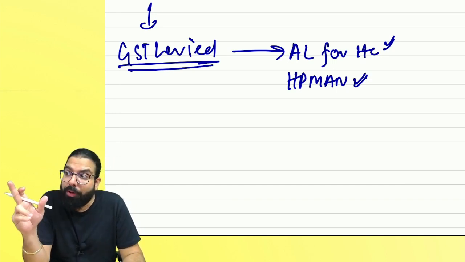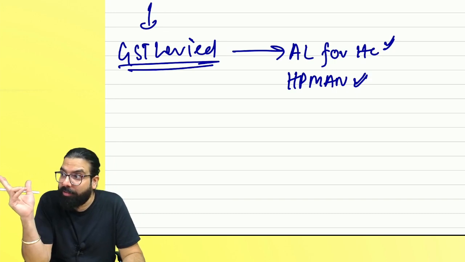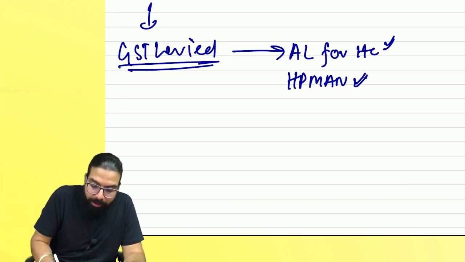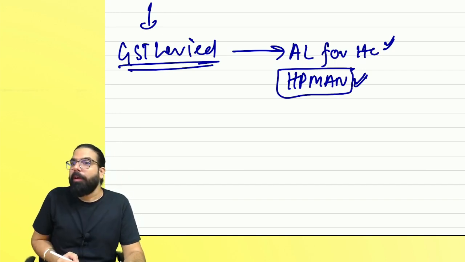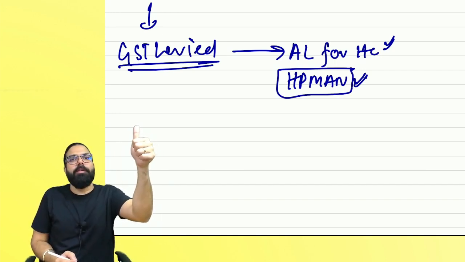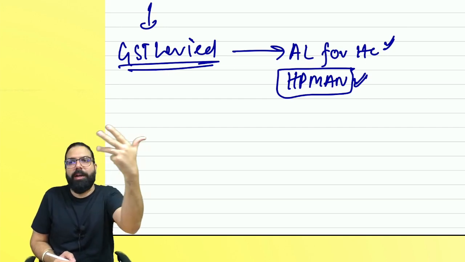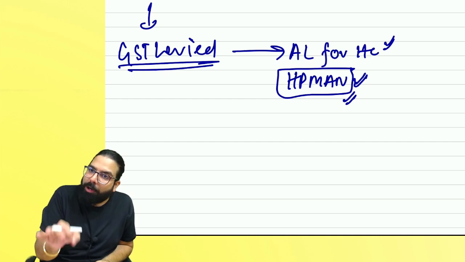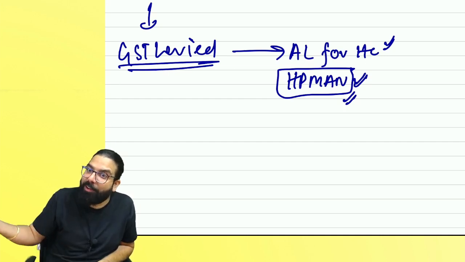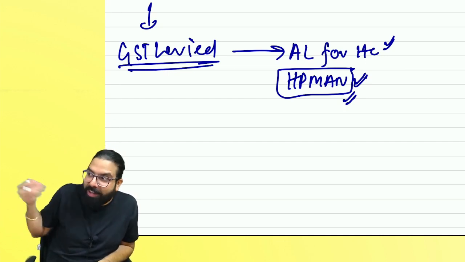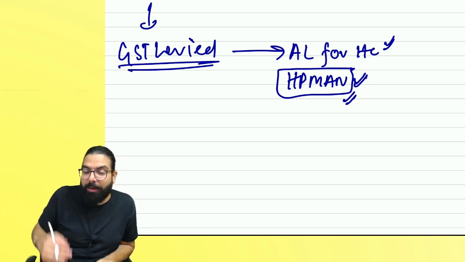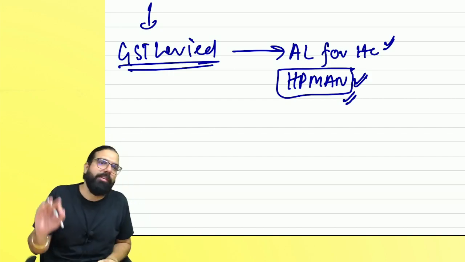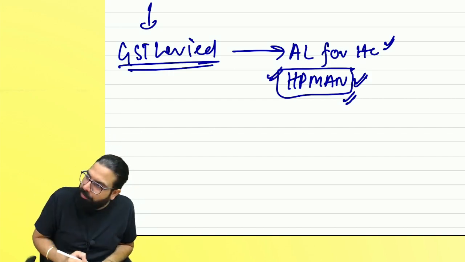Baba, only alcohol was kept out of GST. But as of now, government have also kept out for the time being HP man. What is HP man, everyone? High speed diesel, petroleum crude, motor spirit, aviation turbine fuel, and natural gas. These five petroleum products are also kept out of GST. But you know what? When GST Council decides and it gives recommendation to the government, if government issues a notification, from that day, petrol also GST will come. These five items also GST will come.